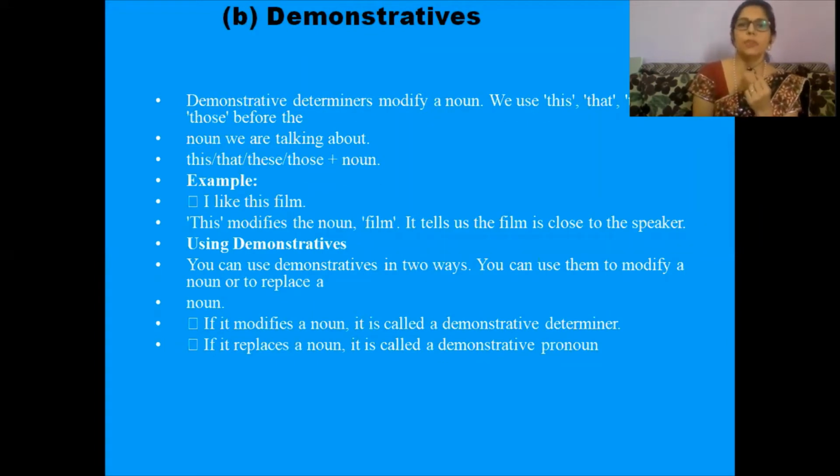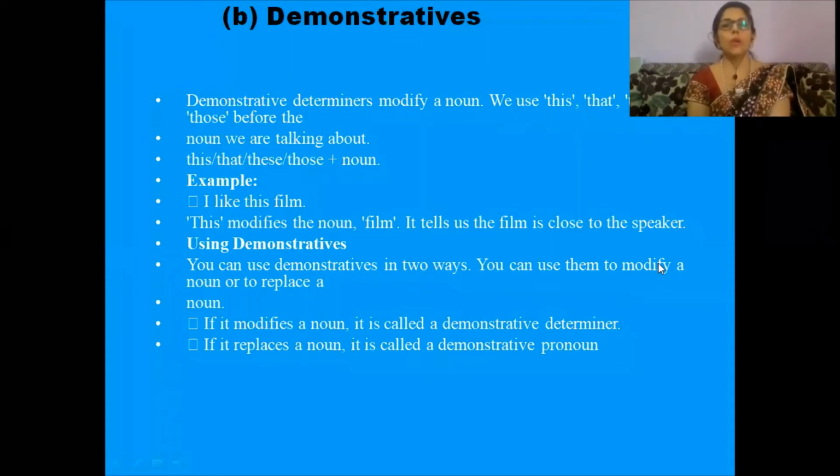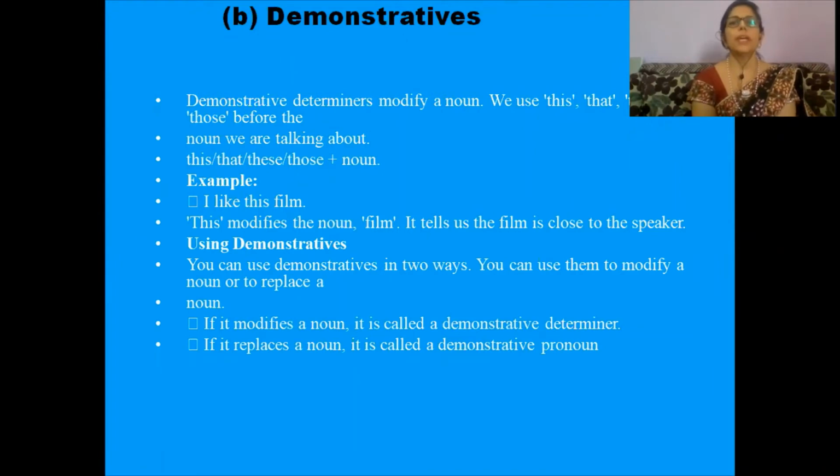Demonstratives, determiners modify a noun. We use this, that, these, those before the noun we are talking about. If we want to demonstrate any noun, that this is the noun. So the noun we are talking about, this, that, these, and those plus noun. For example, you can see I like this film. So this modifies the noun film.